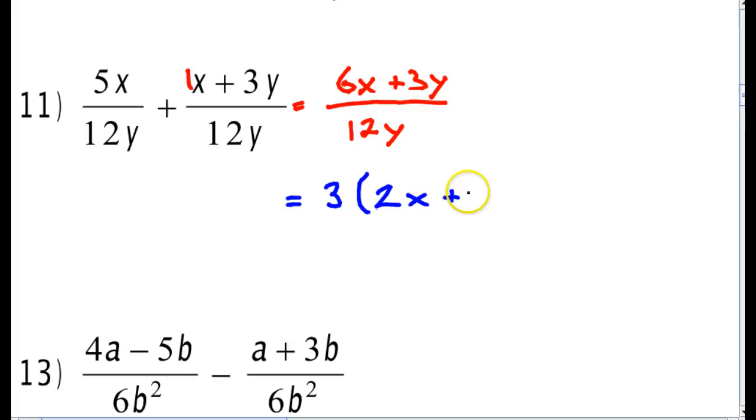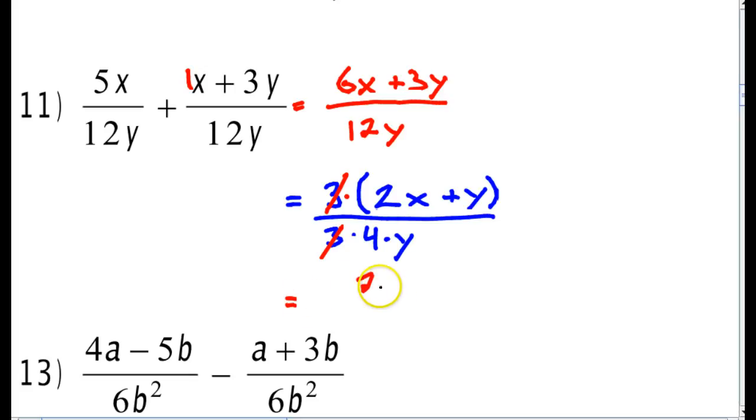Factor out a 3. And now on the bottom, instead of 12, I'm going to write 3 times 4. Now what can cancel? 3. That's 3 times on top, 3 times on bottom. There you go. How many people got that?